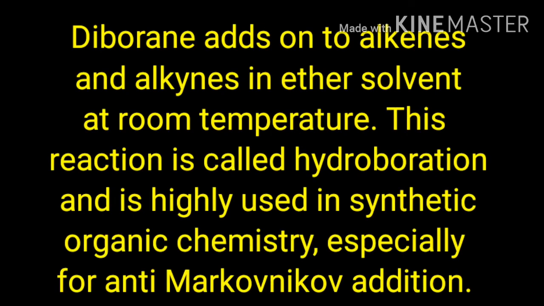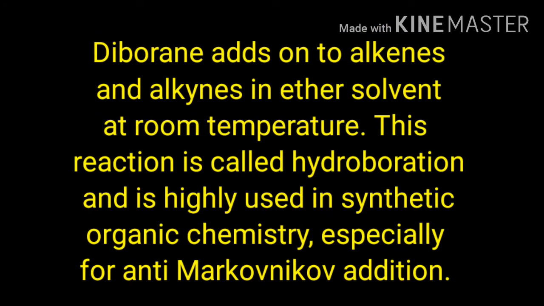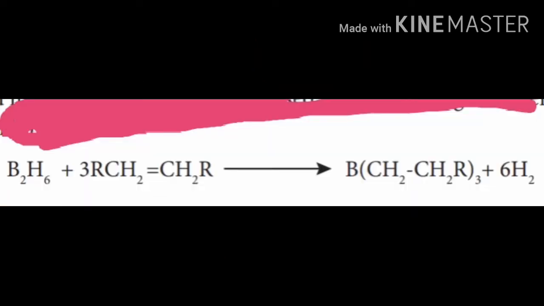Now, hydroboration. Hydroboration means that when diborane reacts with alkenes and alkynes in ether solvent at room temperature, this reaction is called hydroboration. It is used mainly for anti-Markovnikov addition. This Markovnikov addition you already studied in class 11. See the reaction. B2H6, diborane, is reacting with an alkene because it contains a double bond. In the product you see boron is added. So it is called hydroboration.